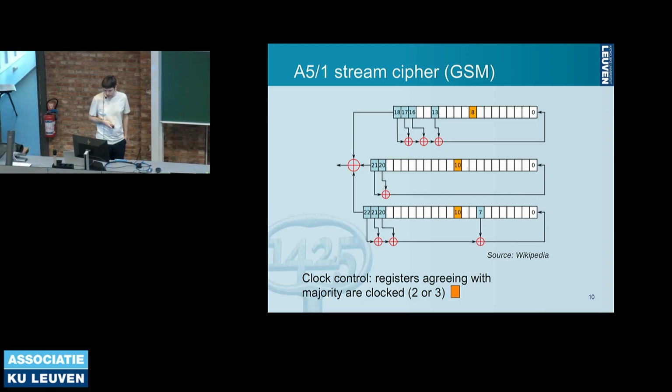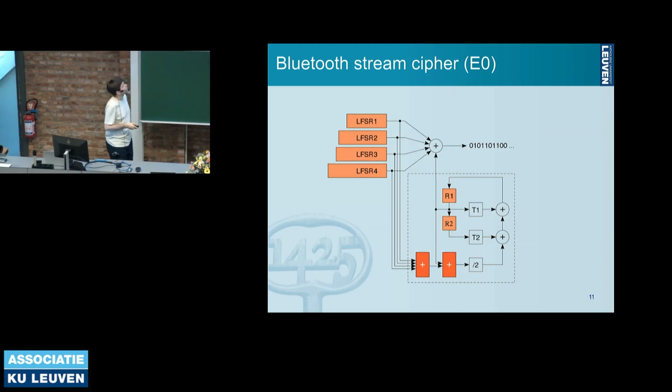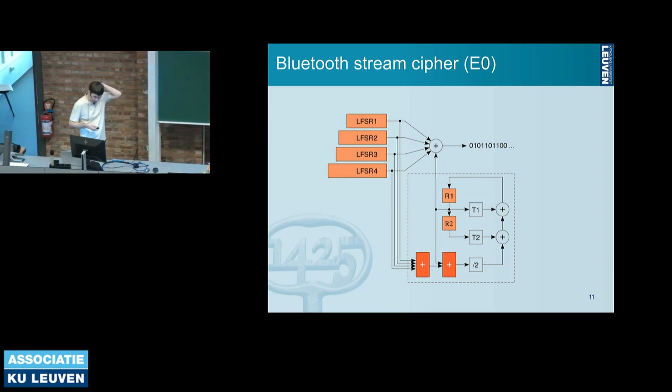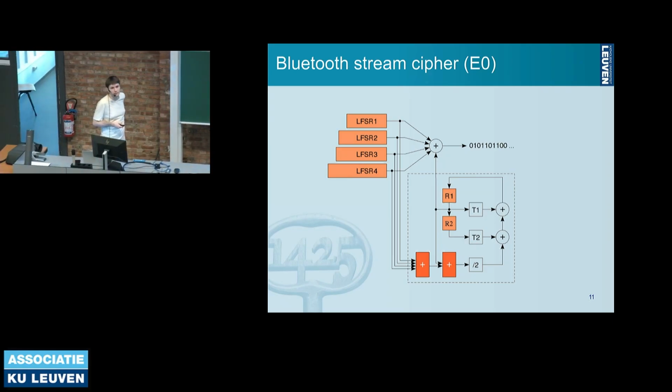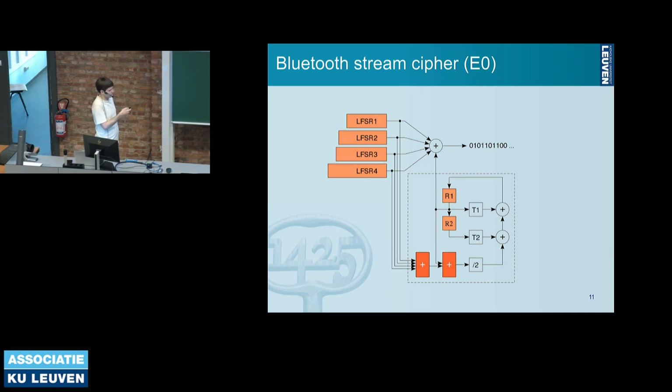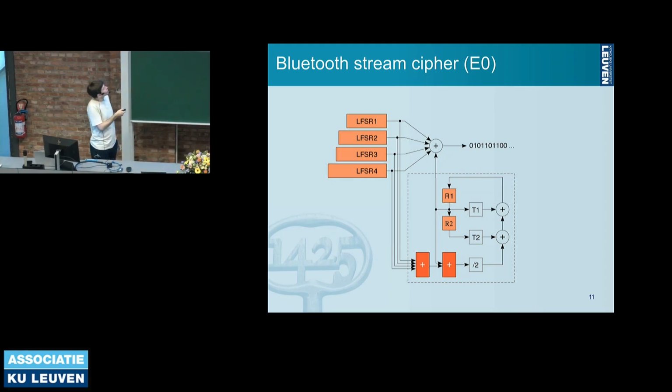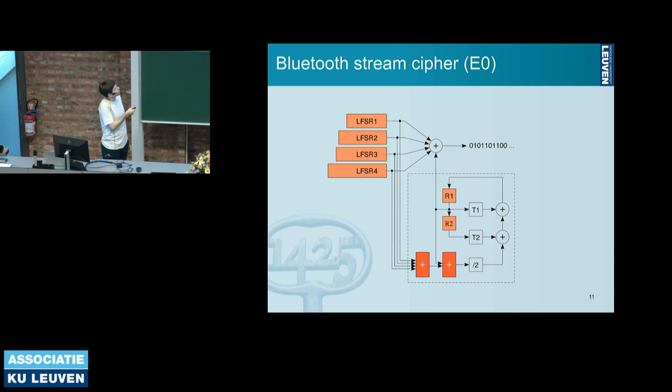So that's A5/1. Another example, which is a little bit different approach, is the Bluetooth stream cipher E0. So here you have 4 different LFSRs of different lengths. And you also have this nonlinear thing here. This is doing some nonlinear operations.